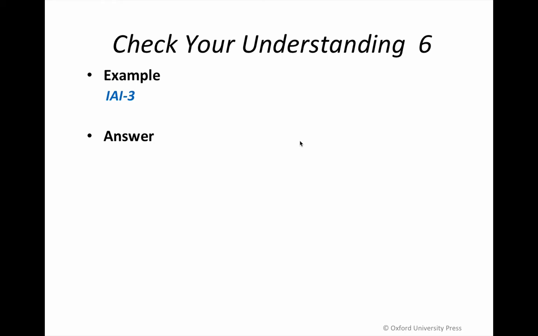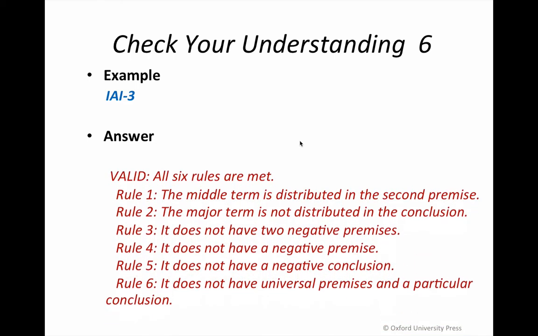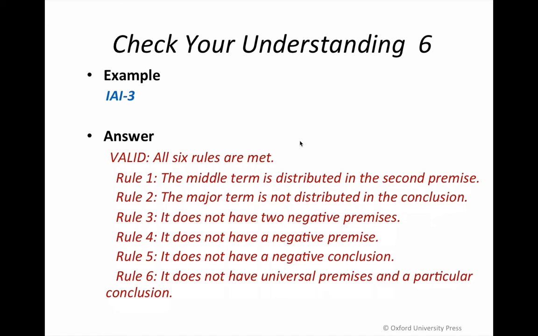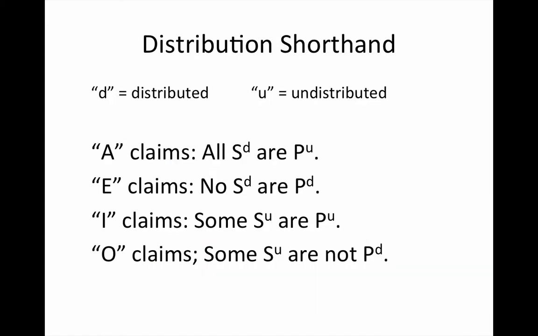Lastly, rule number 6 says if both premises are universal, the conclusion can't be particular. Well, one of our premises is universal, but only one. The other one is a particular. So, all 6 rules have been satisfied. The argument is valid.